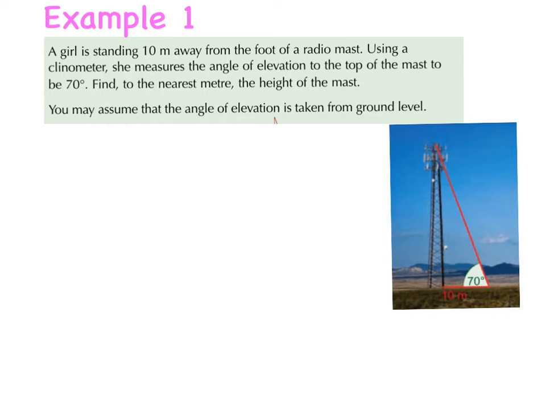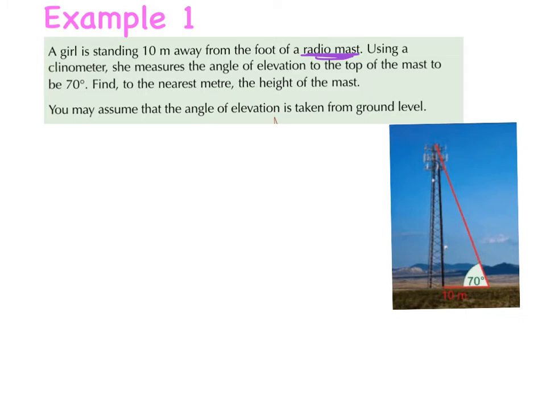Okay, so I'm going to take you through an example of a question that uses this phrase, angle of elevation. A girl is standing 10 metres away from the foot of a radio mast. A radio mast is really a massive aerial, so they'd be quite associated now, I suppose, with telephones. Using a clinometer, she measures the angle of elevation. A clinometer is just something that people can use to measure angles.